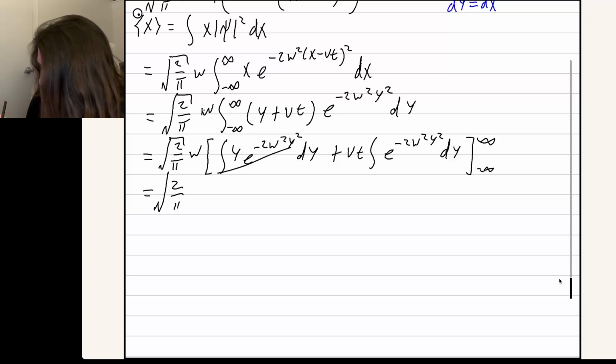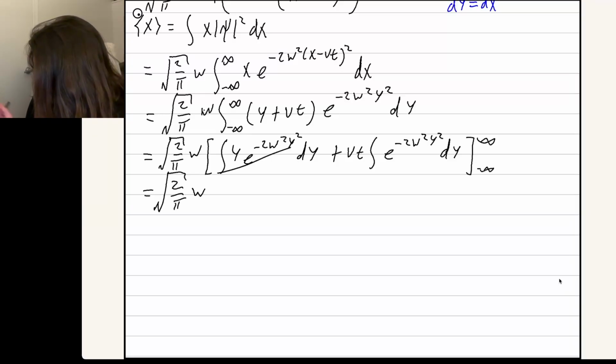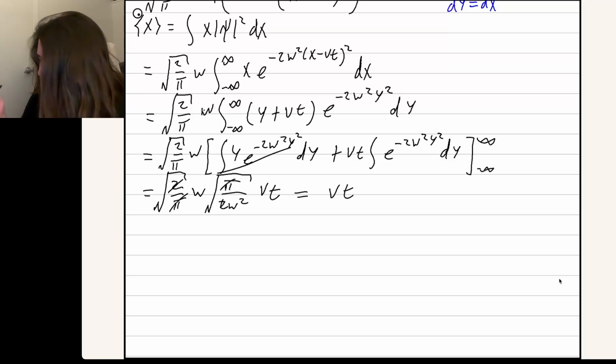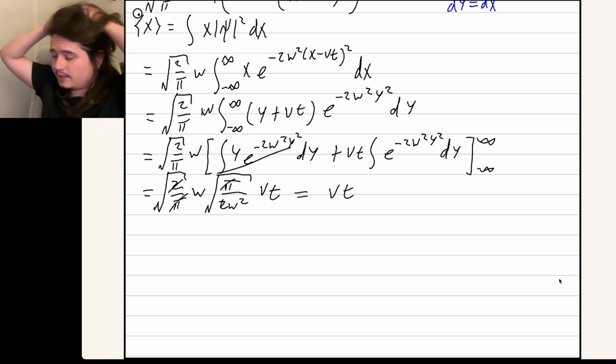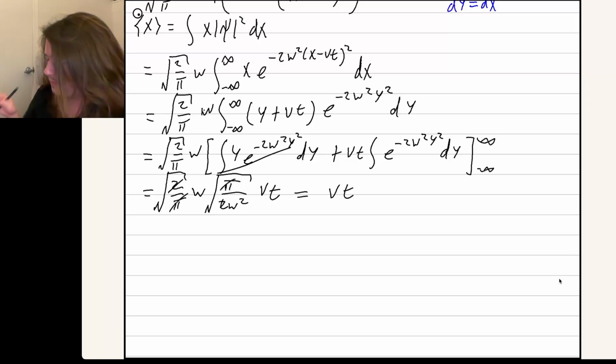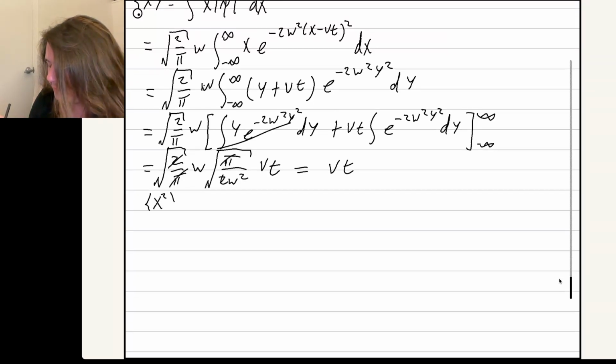And that's another Gaussian, which has the solution of root pi over 2 w squared. So the 2's cancel out, the pi's cancel out, even the w's cancel out. There's still a vt here. So it's just vt for the expectation value of x. And that makes sense, right? Because the center of the packet is determined by v times t, the time. So that's a sensible result, and we'll keep going.